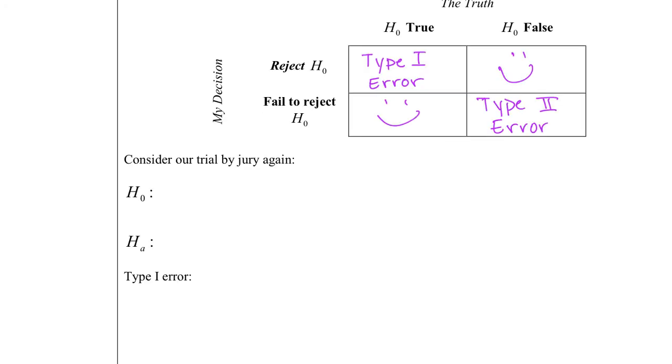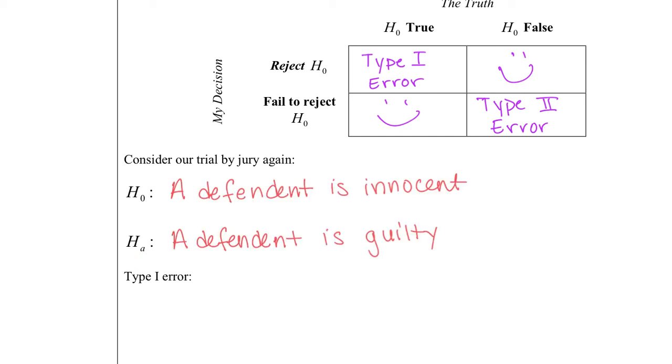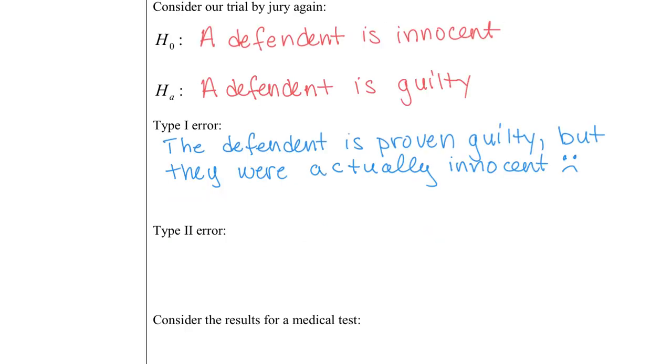So let's put this into some context you might understand a little bit. Let's consider our trial by jury. We've got a null hypothesis and an alternative. So a defendant is innocent would be our null hypothesis, because we always assume people are innocent till they're proven guilty. So our alternative is, of course, that the defendant is guilty. So in this case, a type 1 error would be we reject the null. The defendant is proven guilty, but they were actually innocent. And this does happen in our legal system.